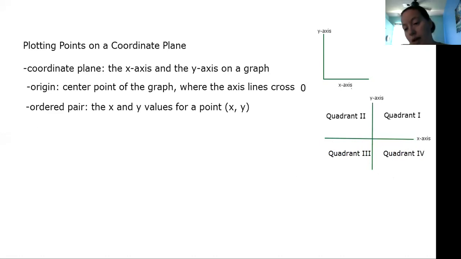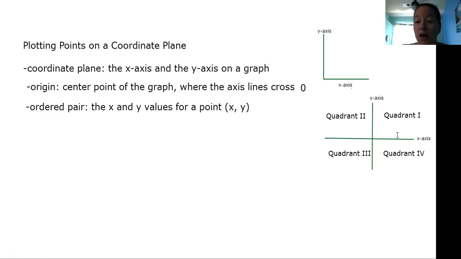So over here, both the x and the y are positive numbers. Here, the x is negative, the y is positive. Here, both the x and the y are negative numbers. And here, the x is positive, but the y is negative. Okay, so that's our 4 quadrants.